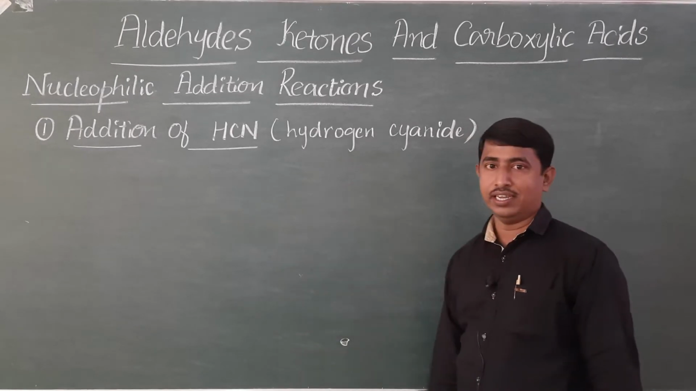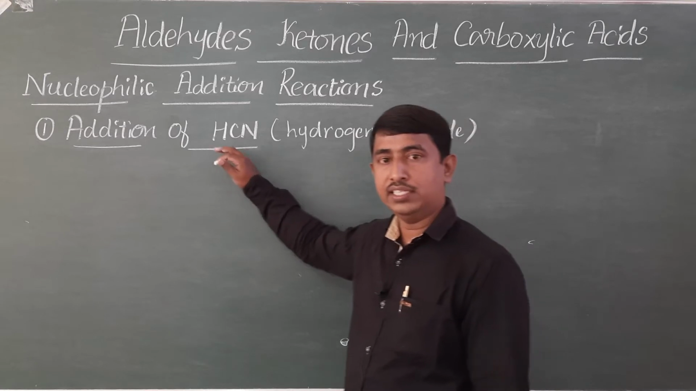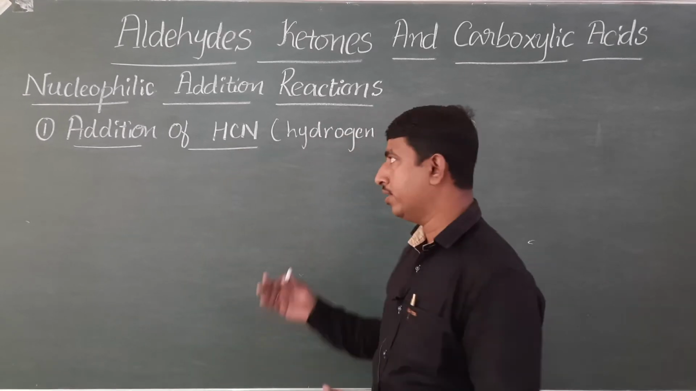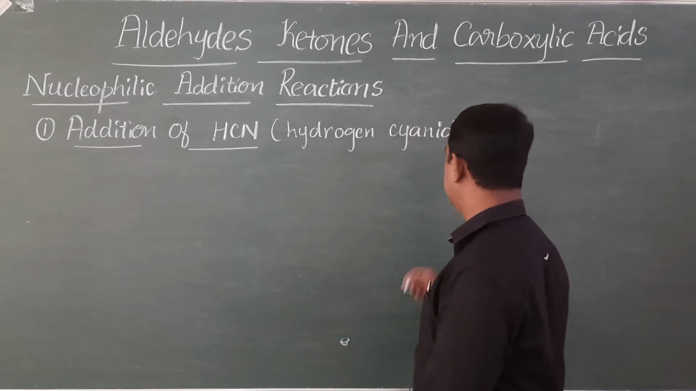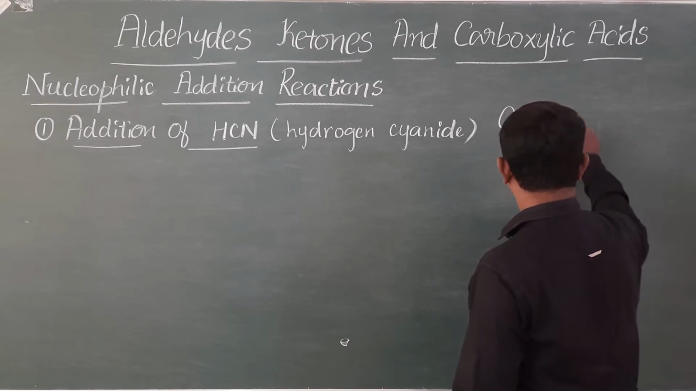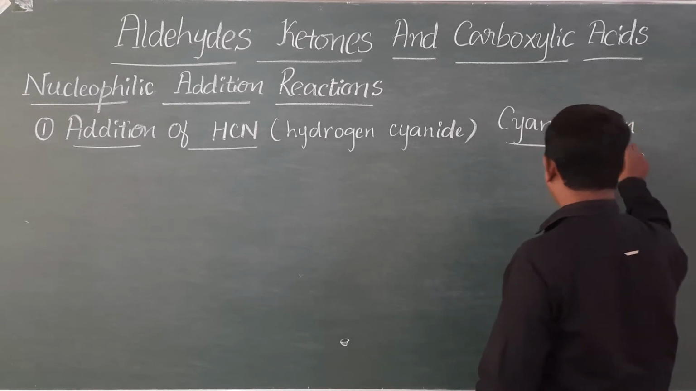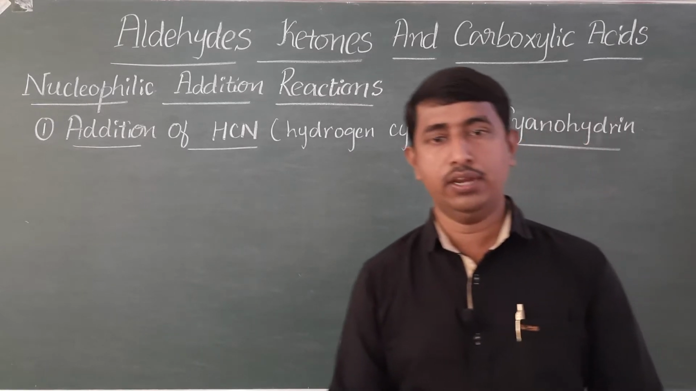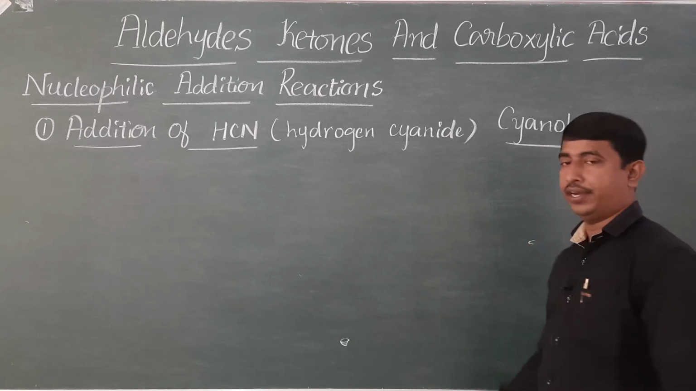Now aldehydes and ketones are generally carbonyl compounds. They undergo addition reaction with hydrogen cyanide. Aldehydes and ketones react with hydrogen cyanide forming an addition compound. That addition compound, the formed product, is called as what? It is called as cyanohydrin.